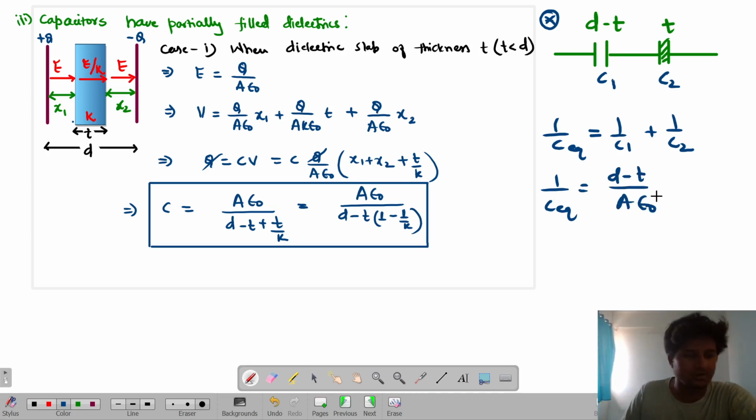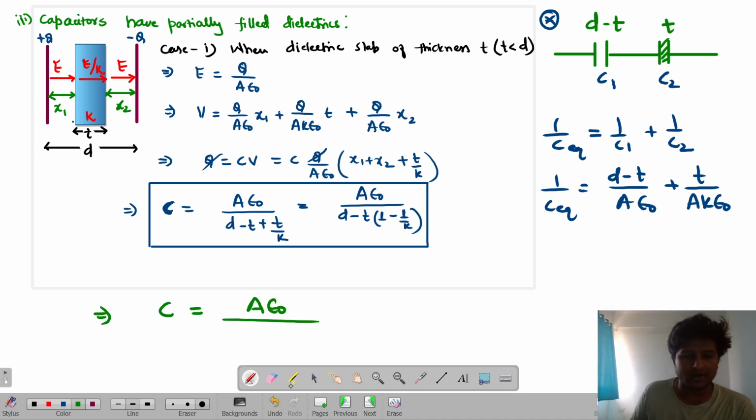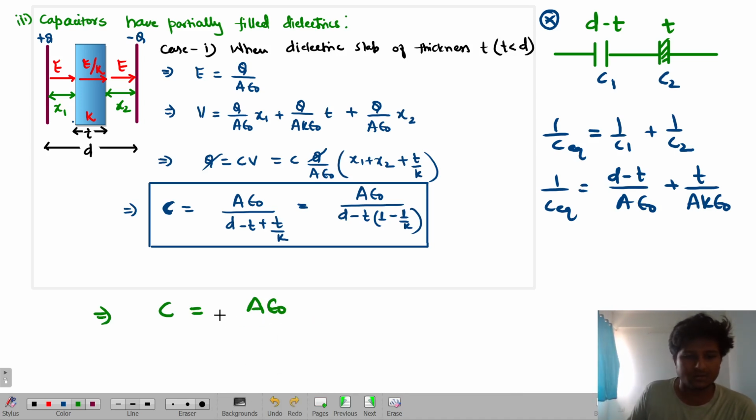Is that clear or not? While this is for thickness T, so thickness T by A K epsilon naught. Is that clear or not? So you can solve it. Once again you will get the C equivalent, whatever I have got over here in this formula. Are you able to get me? So look over here. Basically this means that C is always equal to A epsilon naught divided by D minus T plus T by K.